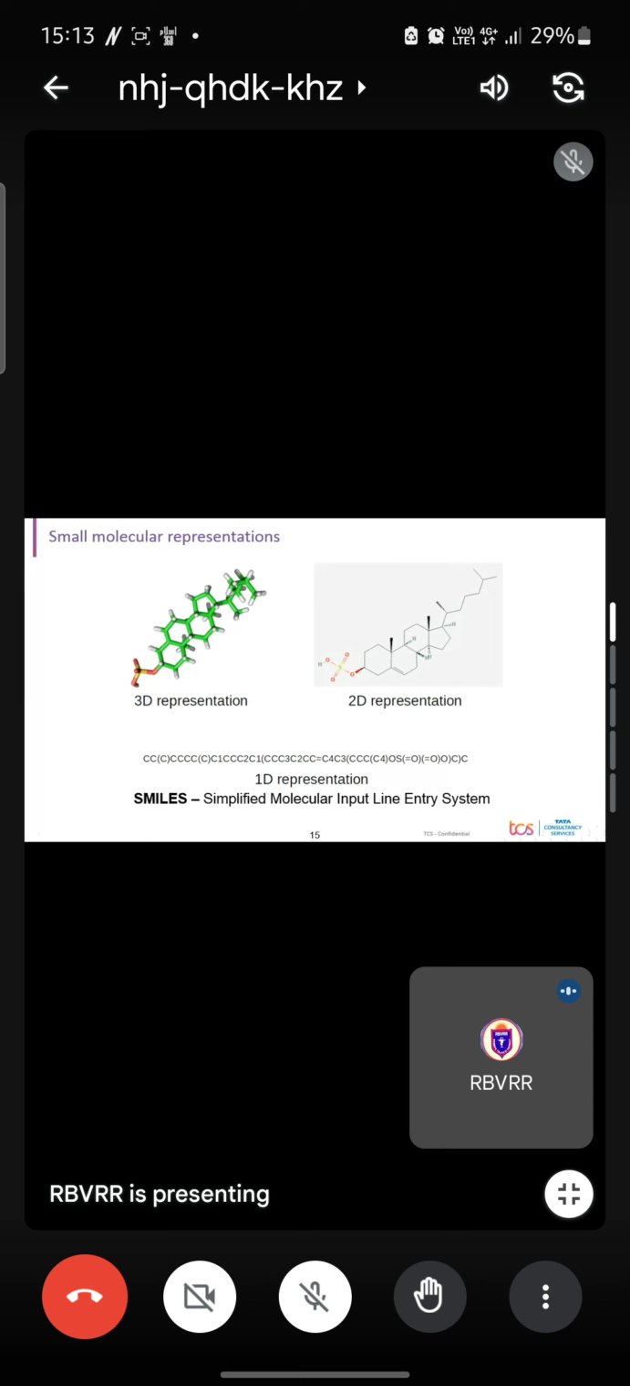But here, the stereochemistry will be incorporated, but most of the geometry is not required. So you can ask the machine to learn the grammar of this. This string is written with the help of this SMILES grammar. So this can be back translated into this molecule easily. So that is what we are going to do.